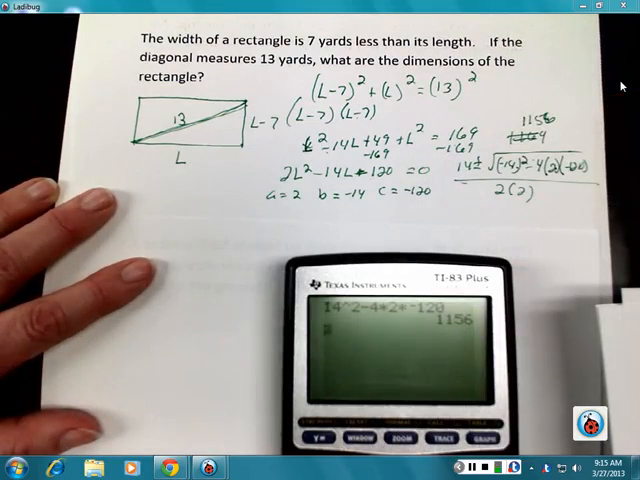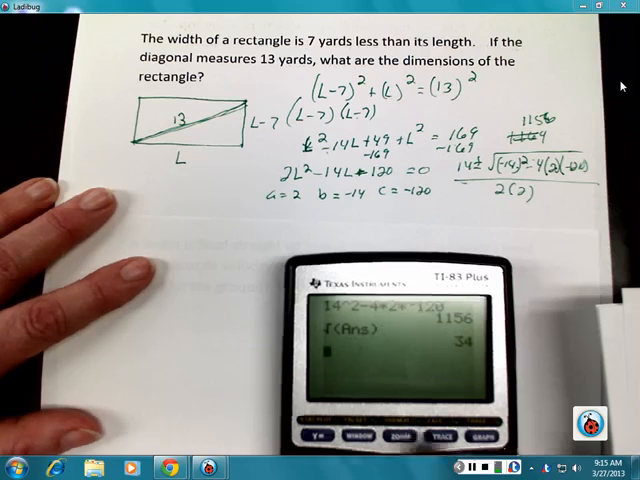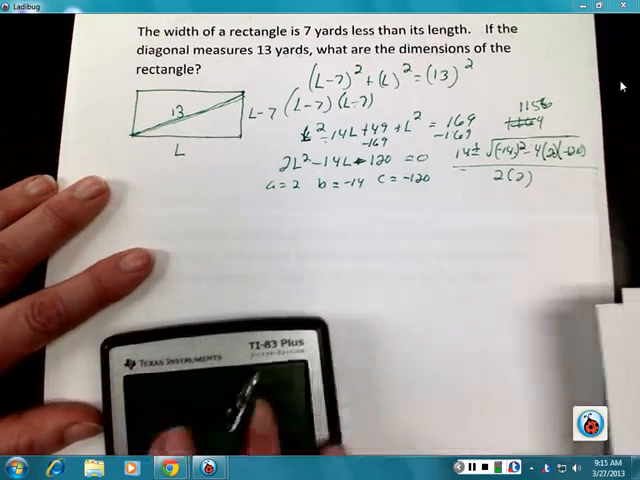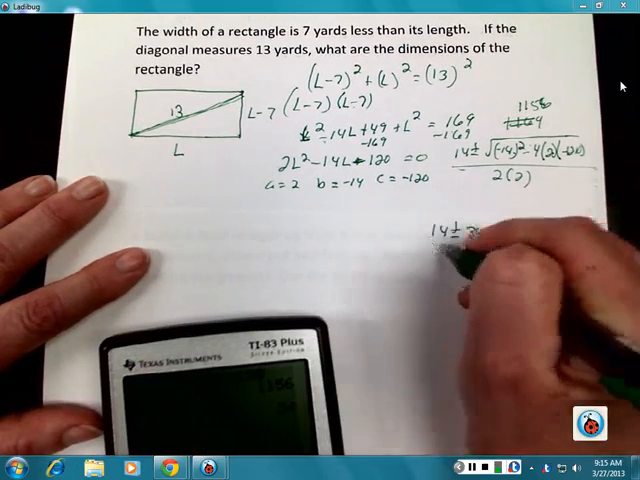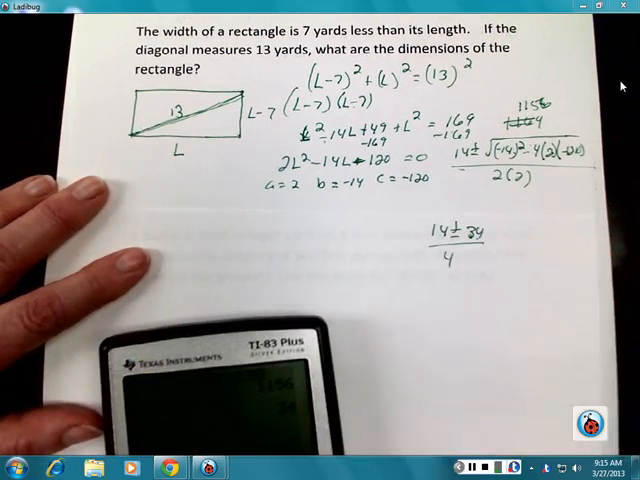1156. So then I go second, square root, second, and if you don't want to type that 1156 back in, you go second on your calculator, go down to your negative sign, and it will put your answer into your square root. Close it in a parenthesis, hit enter, and I get 34. So really, out of this whole thing, I have 14 plus or minus 34 all over 4.